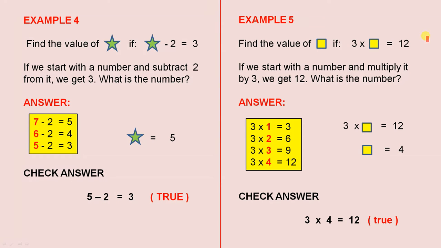Example 5. Find the value of the square if 3 multiplied by the square gives us 12. If we start with a number and multiply it by 3, we get 12. What is the number? 3 times 1 gives us 3, 3 times 2 gives us 6, 3 times 3 gives us 9, and 3 times 4 gives us 12. So 3 times the square equals 12, so the square must be 4, because 3 times 4 equals 12, so it must be 4. Check the answer. 3 4s are 12, and that's true.